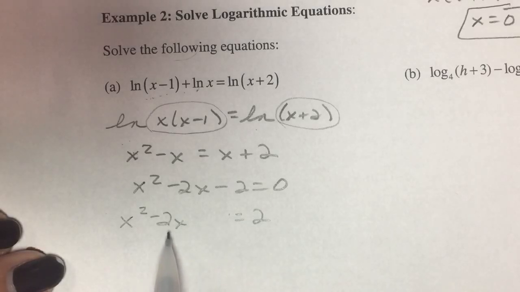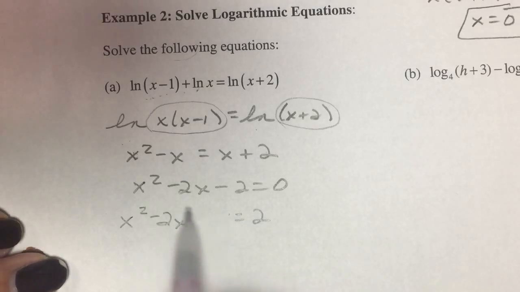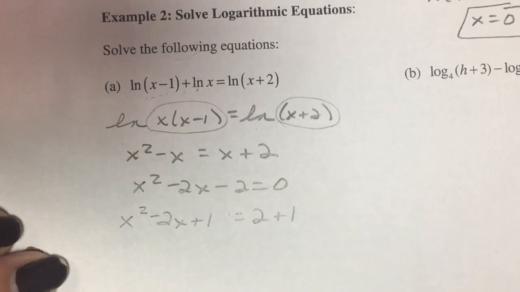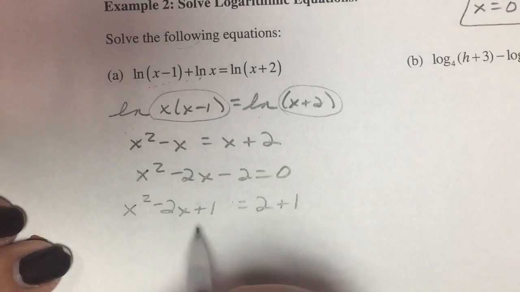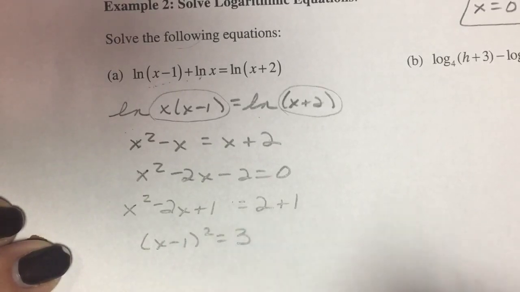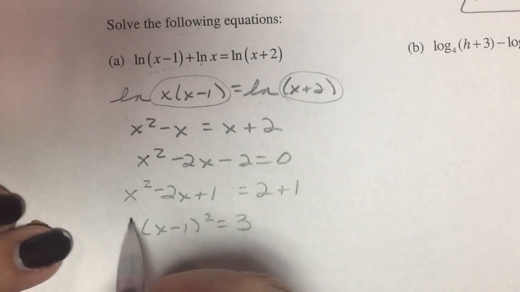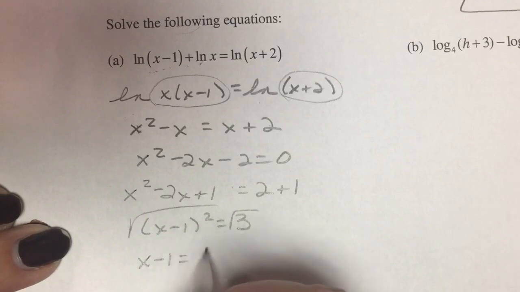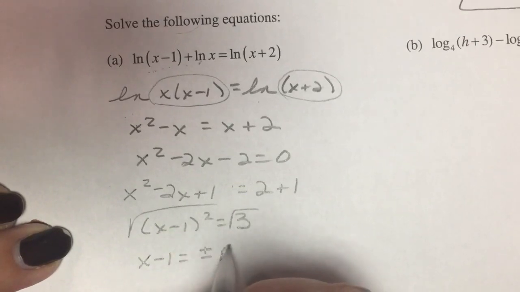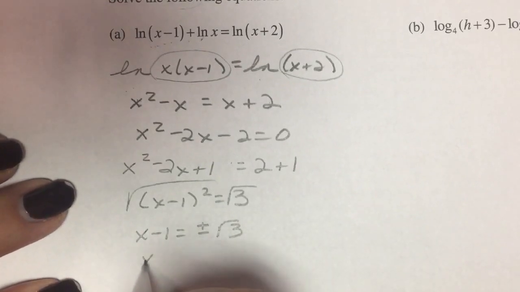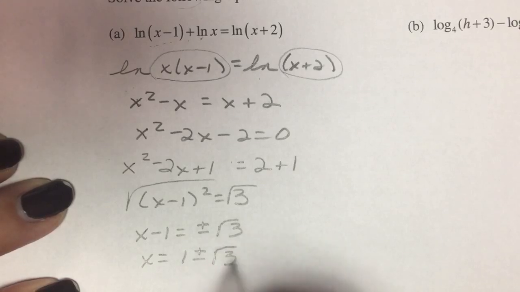So you get the incomplete square alone. Now we're going to complete this square by adding 1 here, which means I have to add 1 over here. If I factor this, I'm going to get x minus 1 quantity squared equals 3. If I square root both sides, I'm going to get x minus 1 equals plus and minus the square root of 3. And if I simply add 1, I have two answers, 1 plus and minus the square root of 3.